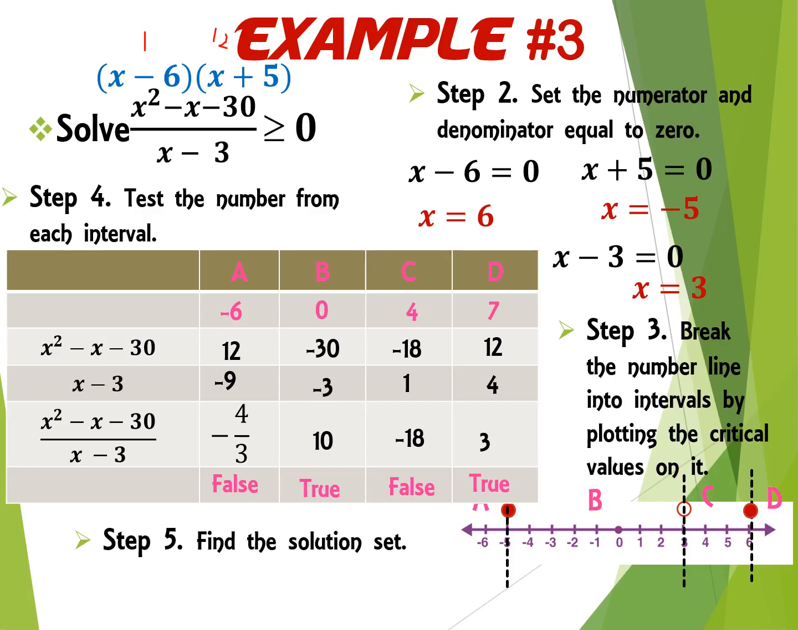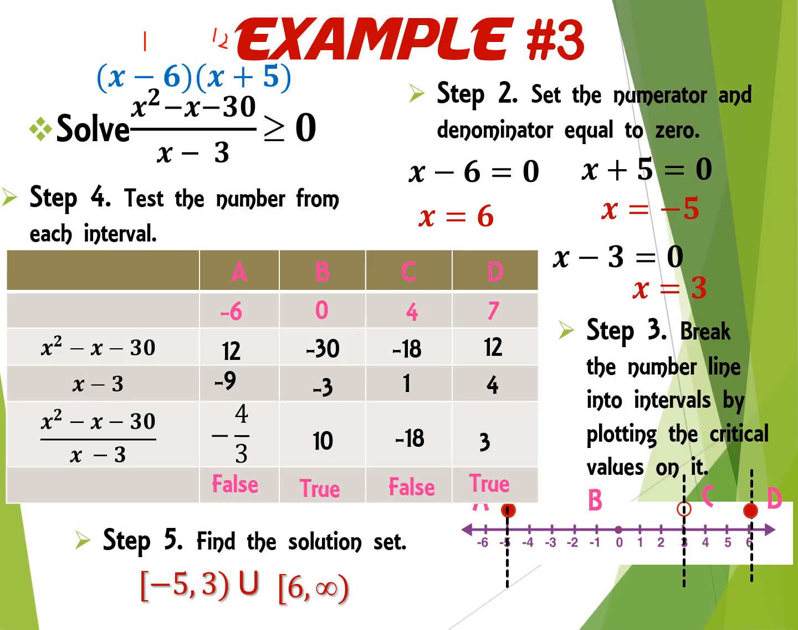Looking at partition B, you will have an open bracket for negative 5, and then a close parenthesis for 3. And the union of partition D, so you will have 6 with a bracket, this is included, pointing to the right, so that you will have here the positive infinity. So this will be your solution set.